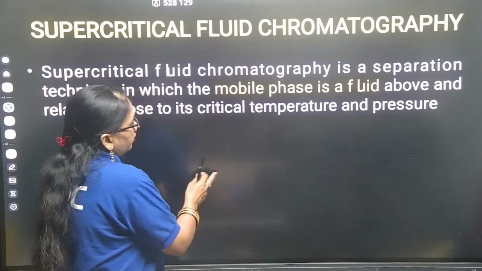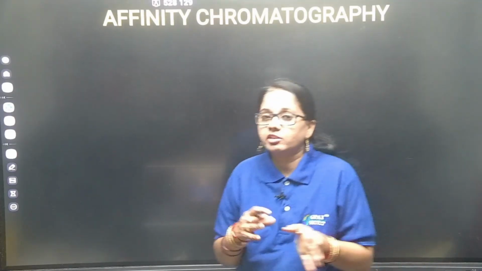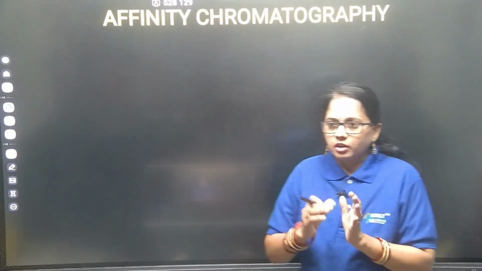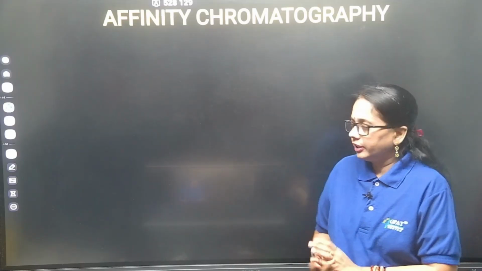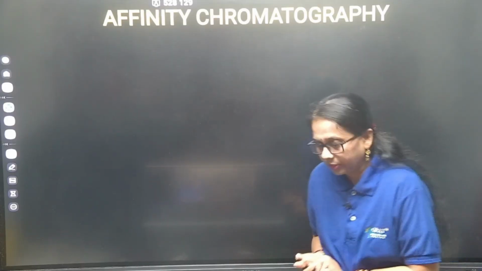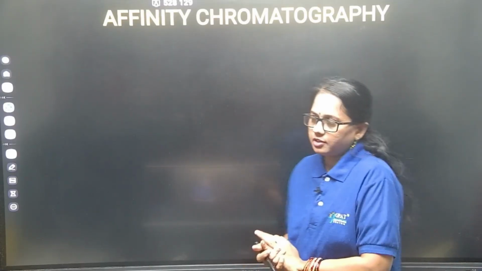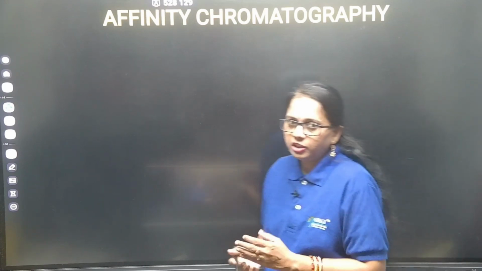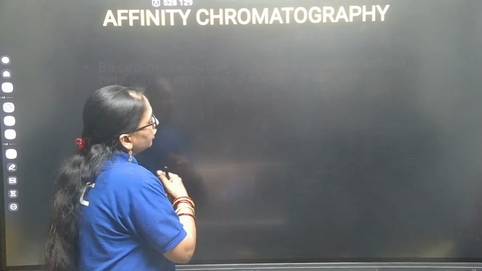Okay, because the mobile phase is just a supercritical fluid, that's why it is called supercritical fluid chromatography. There are very few applications nowadays, because research is still going on, so we see very little application of supercritical fluid chromatography, but we can perform the analysis on it also. And finally, the last chromatography technique is affinity chromatography.